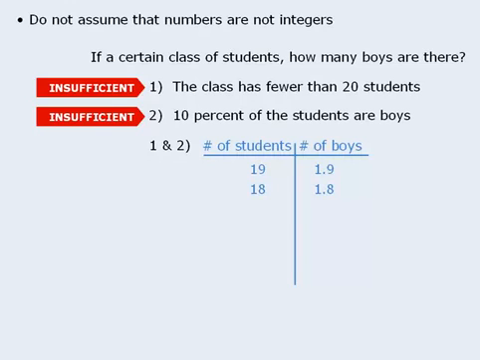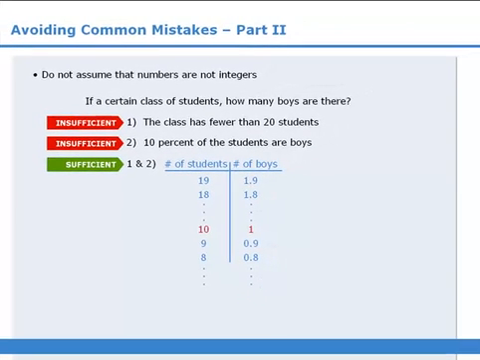If we continue to test various values for the total number of students, we will find that when there are 10 students, the total number of boys is 1. For all other possible values for the total number of students, we will find that the number of boys will be non-integers. So if we recognize that the number of boys must be a positive integer, then the total number of students must be 10, and the number of boys must be 1. Since the statements combined yield only one possible answer to the target question, they are sufficient, which means the correct answer is C.